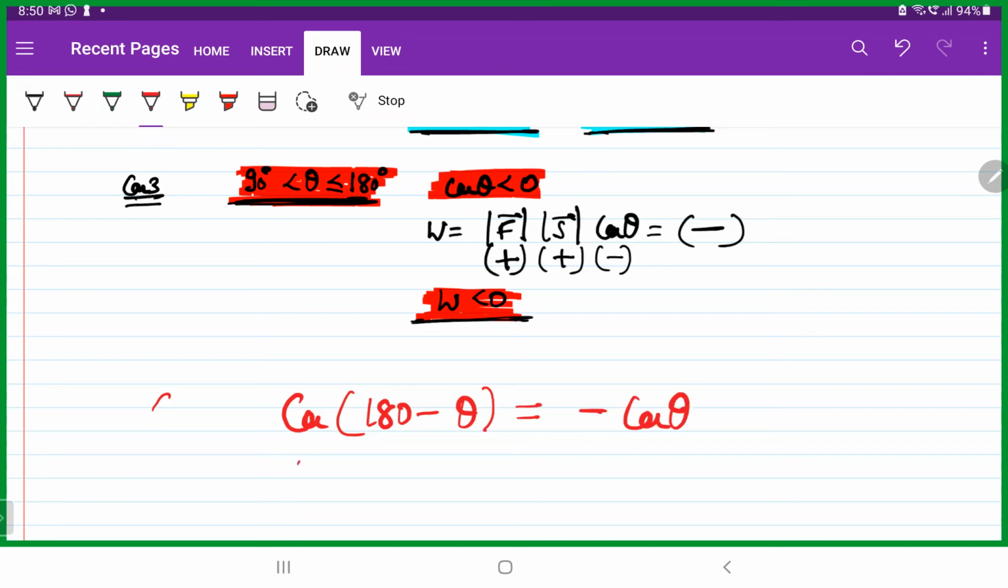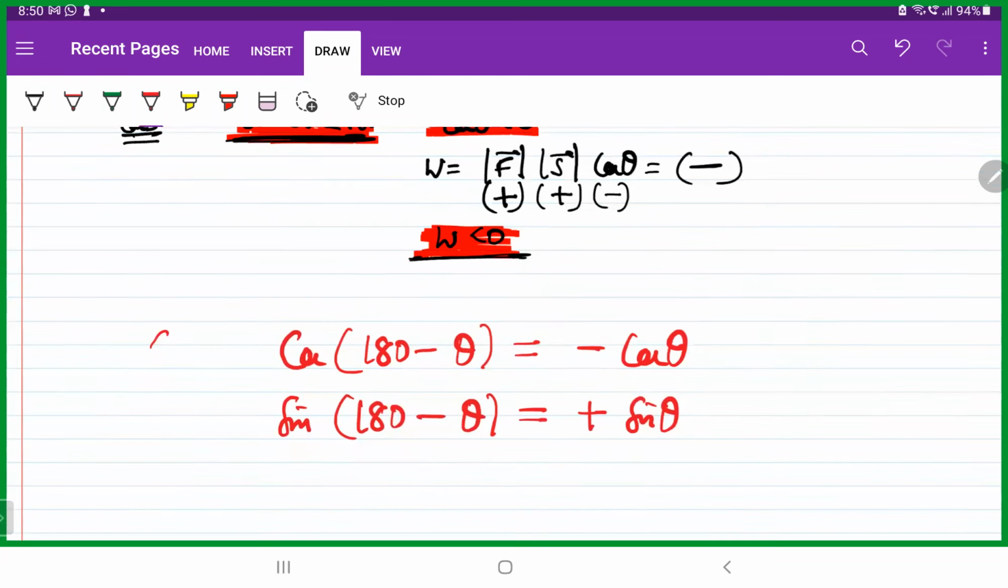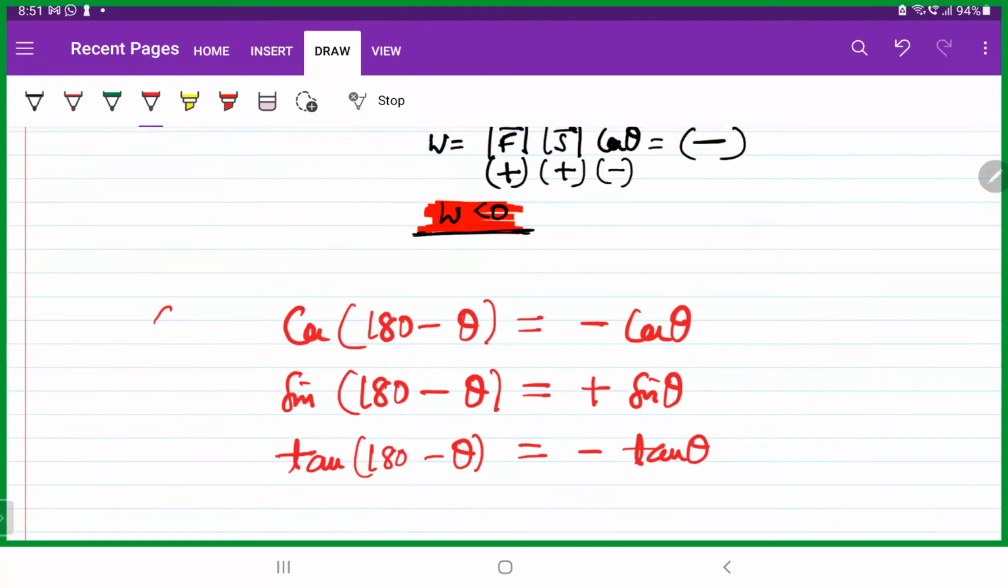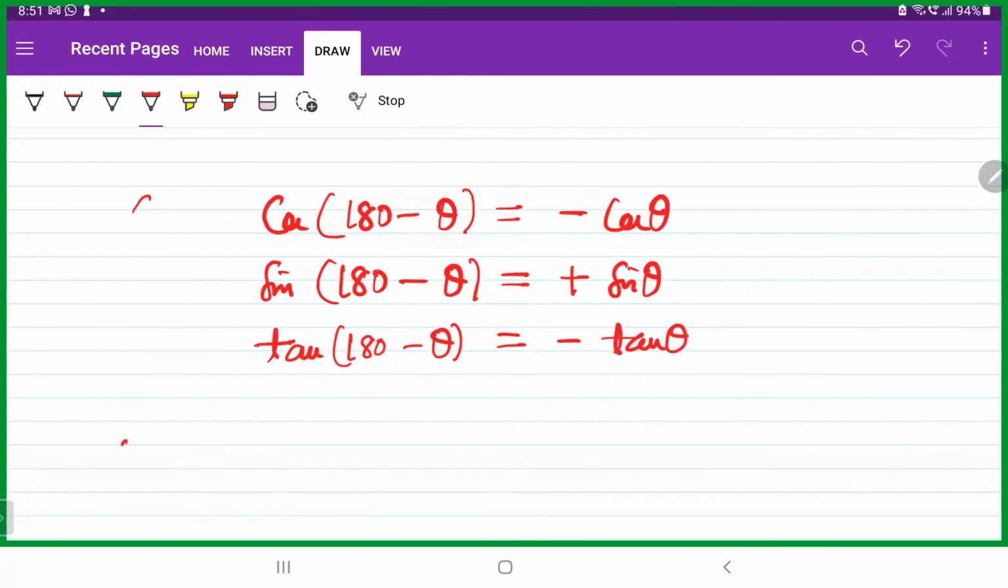Similarly, sine 180 minus theta will be equal to plus sine theta. This is 11th standard trigonometry, where the explanation is there. For the timing, just remember the formula. For the physics part, we don't need more than this for work done, because it is going up to 180 only. So if it is 120, how to calculate, I'll tell you.